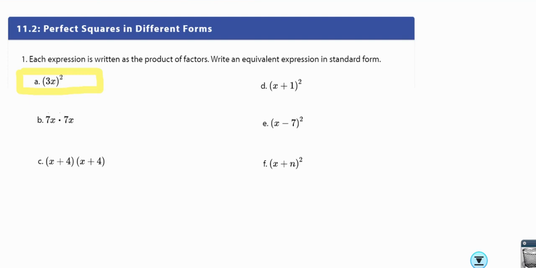Before I go over any of these, I really want you to try them. Each expression is written as a product of factors. You need to write an equivalent expression in standard form. So take a moment and tell me, what does that equal?